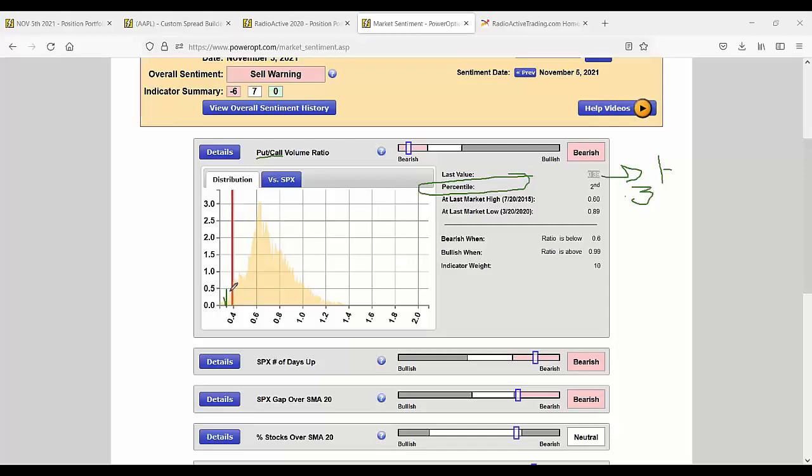What is this distribution? These are the values that the put-call volume ratio has hit over time, going back beyond 2007, I think even further than that. We can take a look at that in just a moment. What it's telling me is if it's down here, very rarely does it ever go lower. It usually wants to swing back up. And how is it going to swing back up?